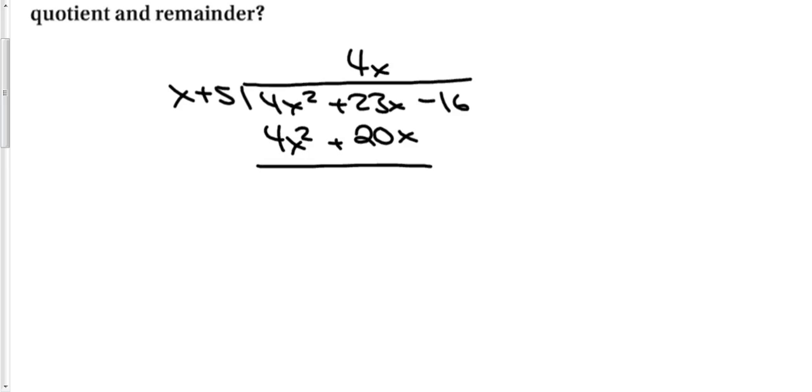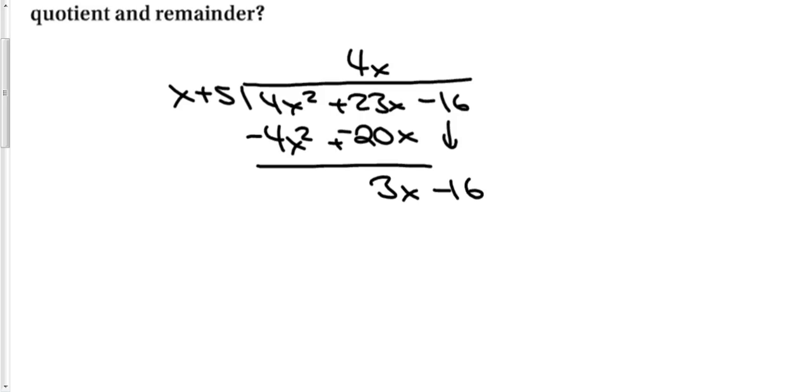And now, for my last term, I want to subtract. So that's going to change this sign and that sign. So 4x minus 4x squared gives me 0. And that was the point. That's what I want. I want that first term to cancel out so that way I can move this problem forward. All right. Next, we would have 23 minus 20. That's going to be 3x. And then bring down my next term.